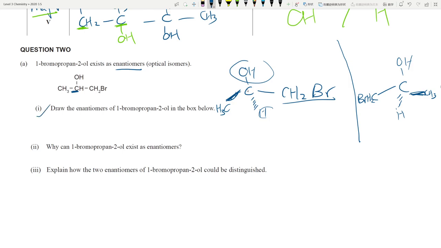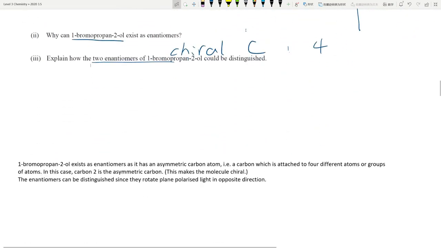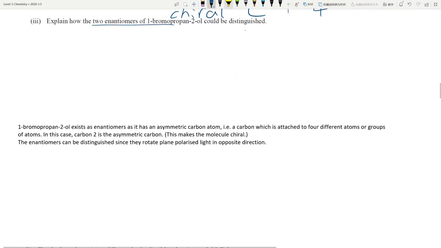Why can 1-bromopropan-2-ol exist as enantiomers? Because it has a chiral carbon. A chiral carbon is bonded to four different groups of atoms, which makes it what we call the chiral or asymmetric carbon atom. Okay, and explain how you can distinguish them. They can rotate the plane of polarized light in opposite directions. Okay, so here are some answers here. Carbon bonded to four different groups, and enantiomers can be distinguished as they rotate the plane of polarized light in opposite directions.